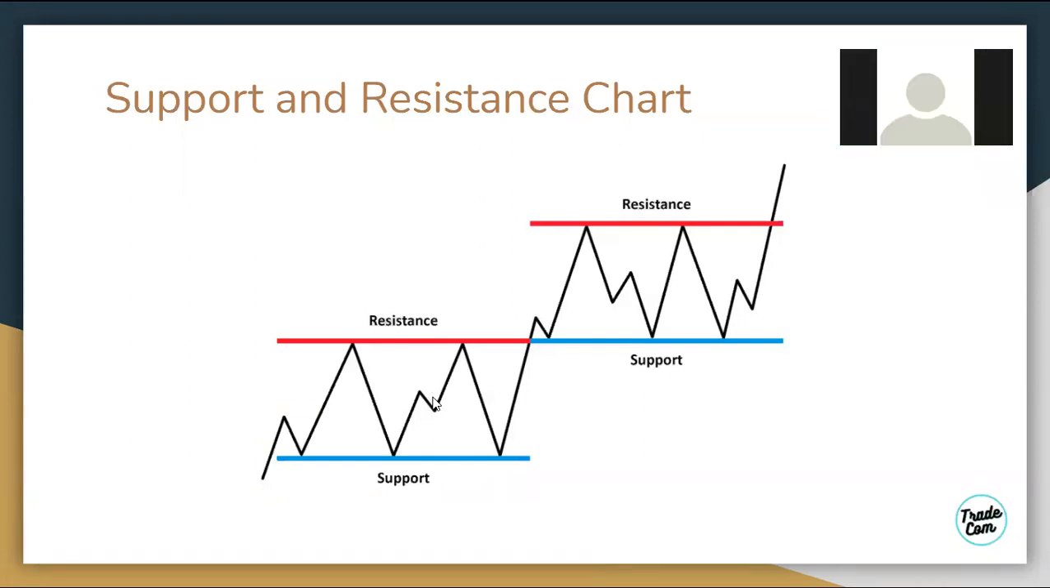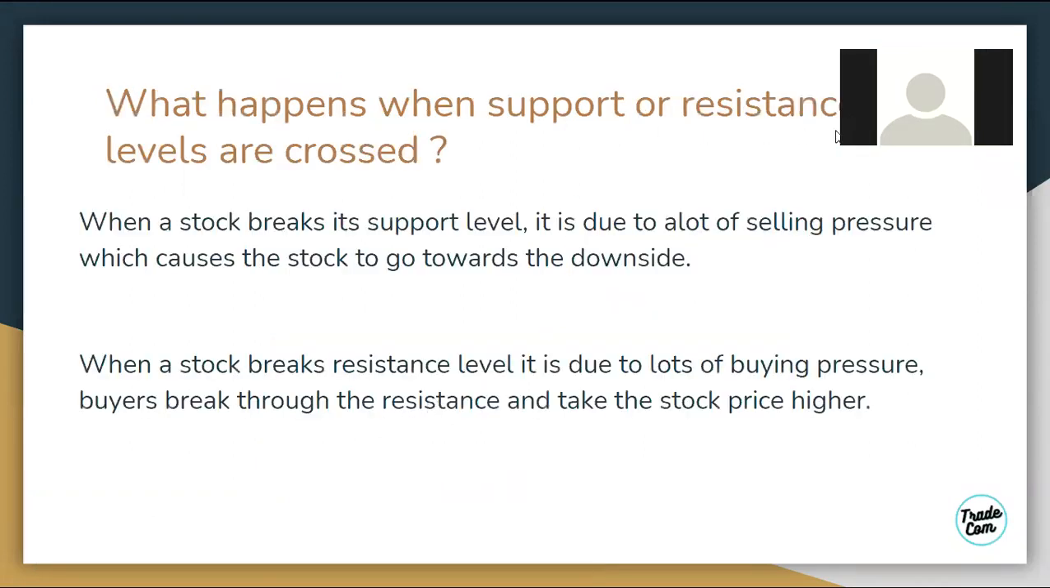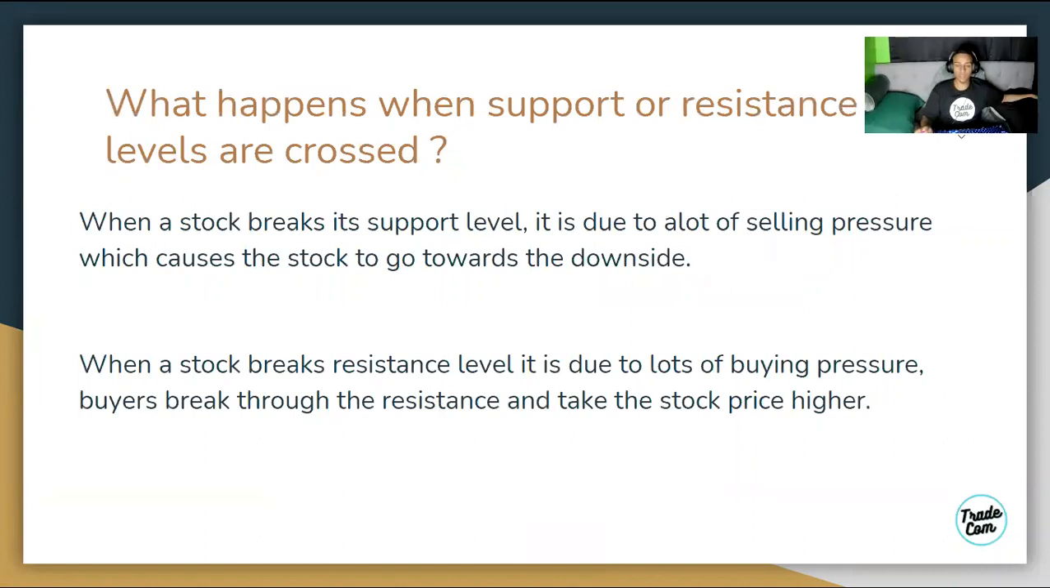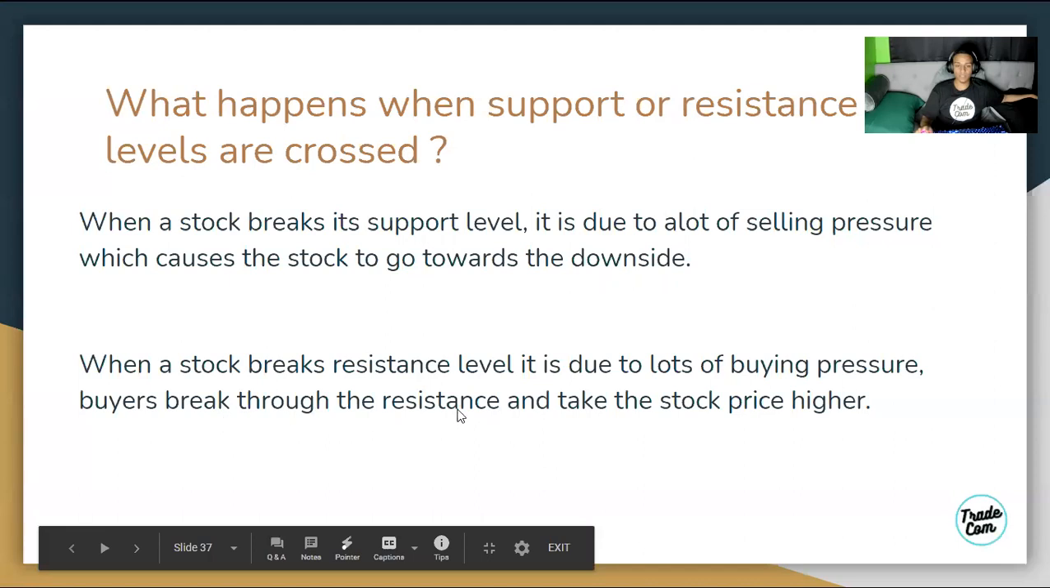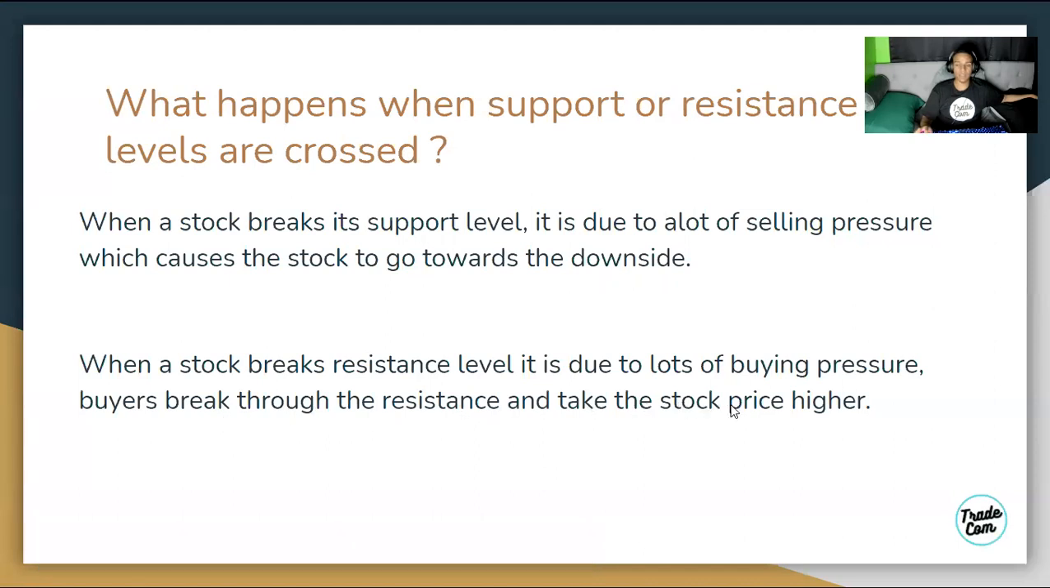Okay. So what happens when support or resistance levels are crossed? When a stock breaks its support level, it is due to a lot of selling pressure, which causes the stock to go towards the downside. When a stock breaks its resistance level, it is due to a lot of buying pressure. Buyers break through the resistance and take the stock price higher. Usually it takes a lot of buying pressure or selling pressure on either end.